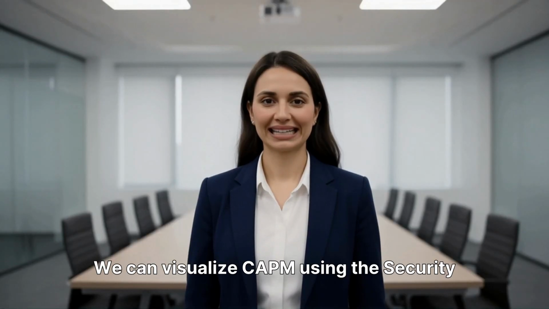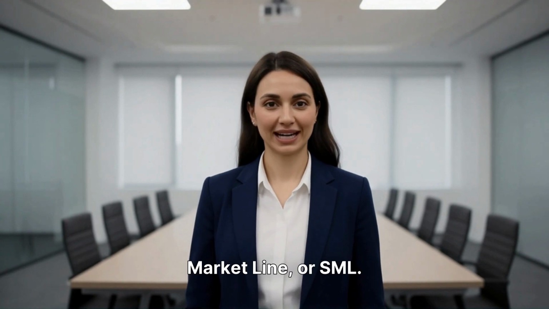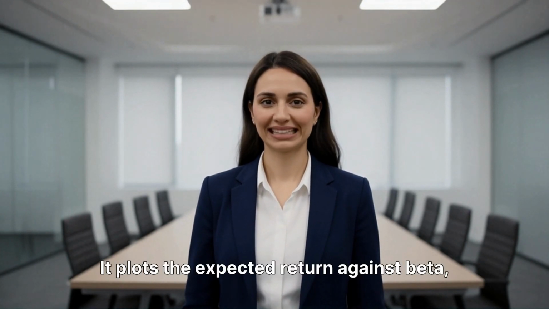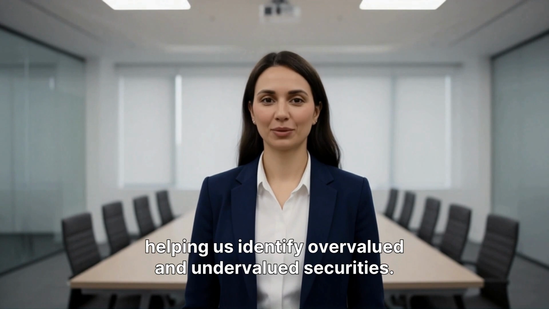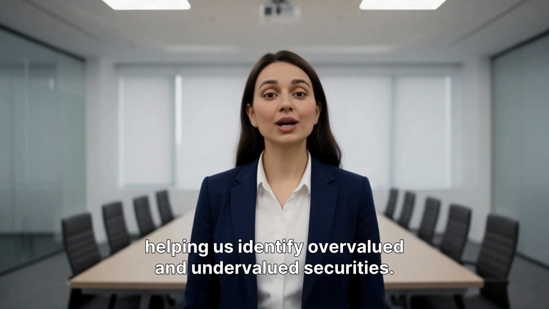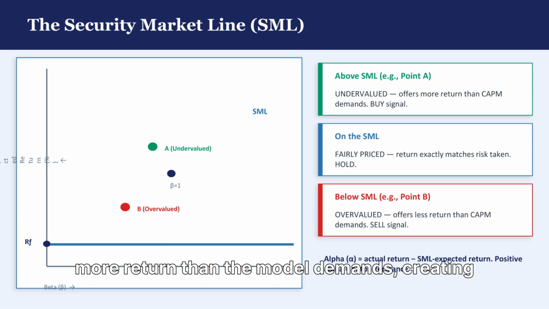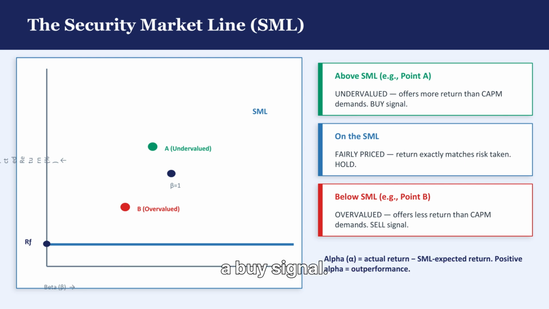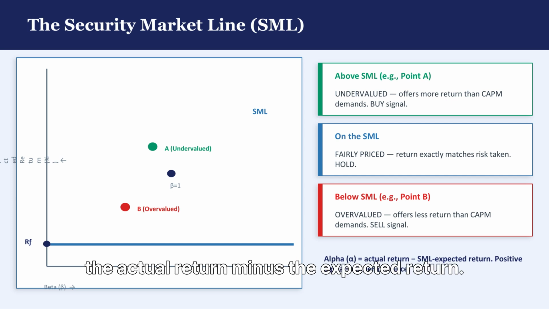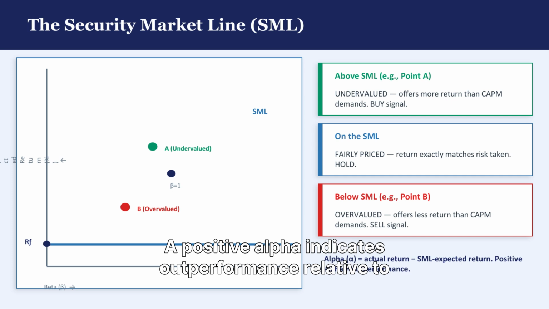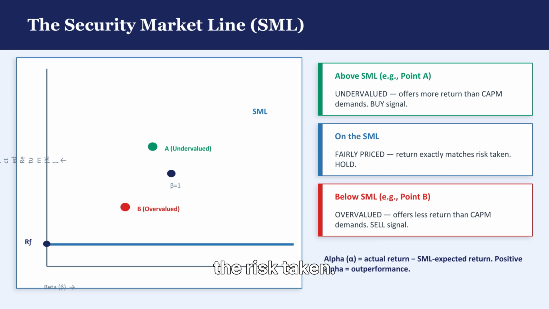We can visualize CAPM using the security market line, or SML. It plots the expected return against beta, helping us identify overvalued and undervalued securities. Assets above the SML are undervalued. They offer more return than the model demands, creating a buy signal. Assets below are overvalued. We use the term alpha to describe the actual return minus the expected return. A positive alpha indicates outperformance relative to the risk taken.